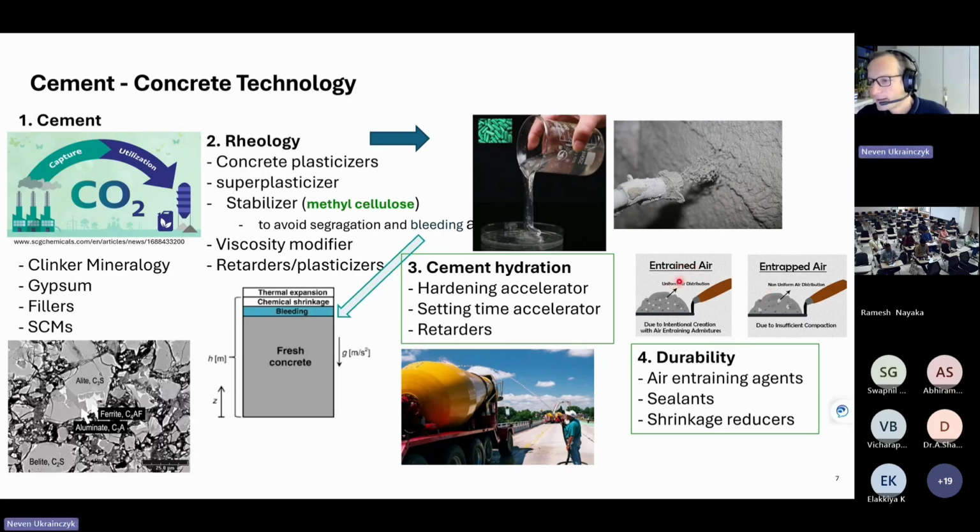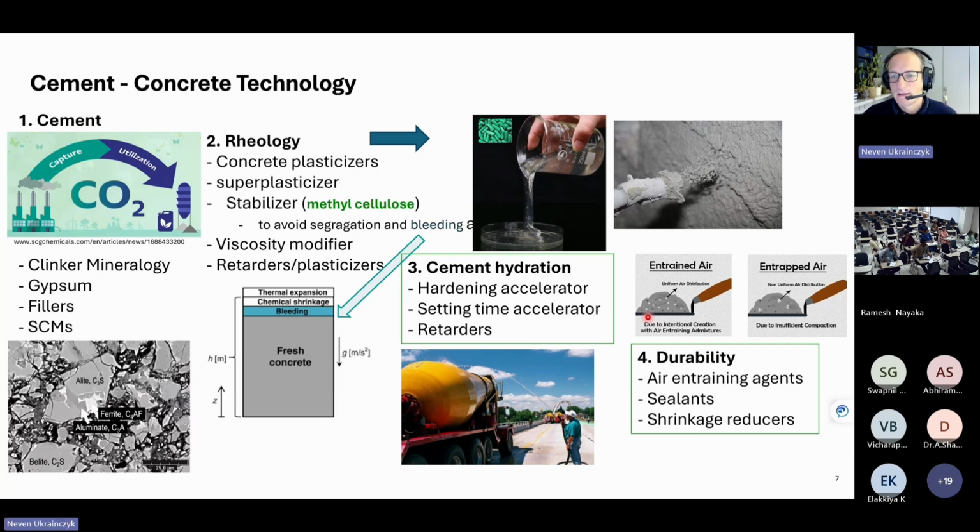And this is called entrained air, which is different than entrapped air, which is actually non-uniform and big. I would almost call it a segregation part, where we don't have good rheology, and then we are actually entrapping air, and it's due to insufficient compaction. So those are not good, but the entrained air, which is introduced by chemicals, is good for durability. So this is a very big overview of cement concrete technology.